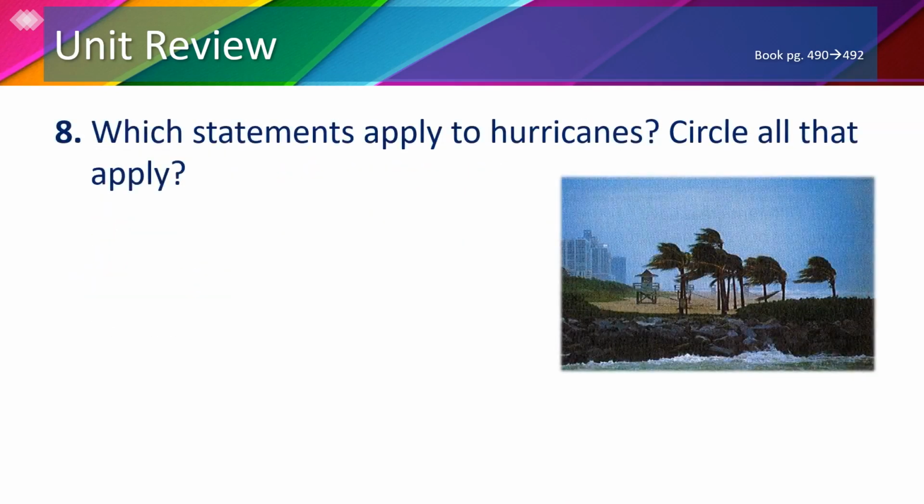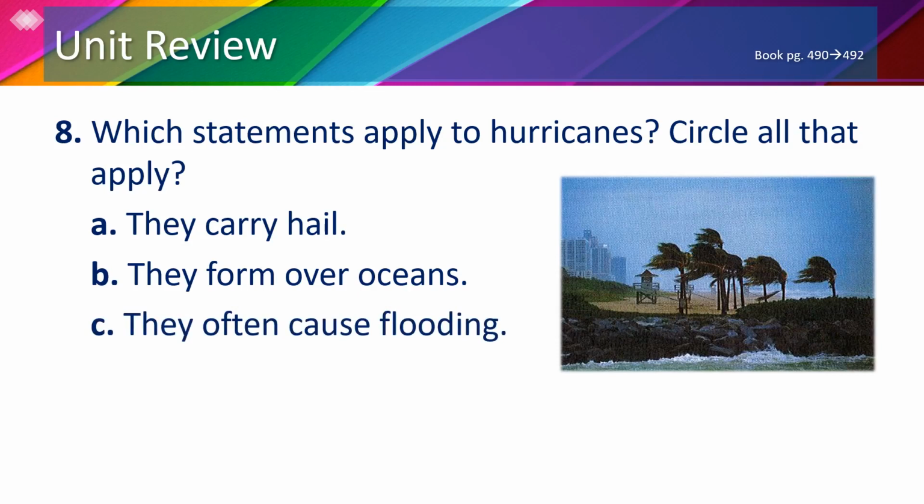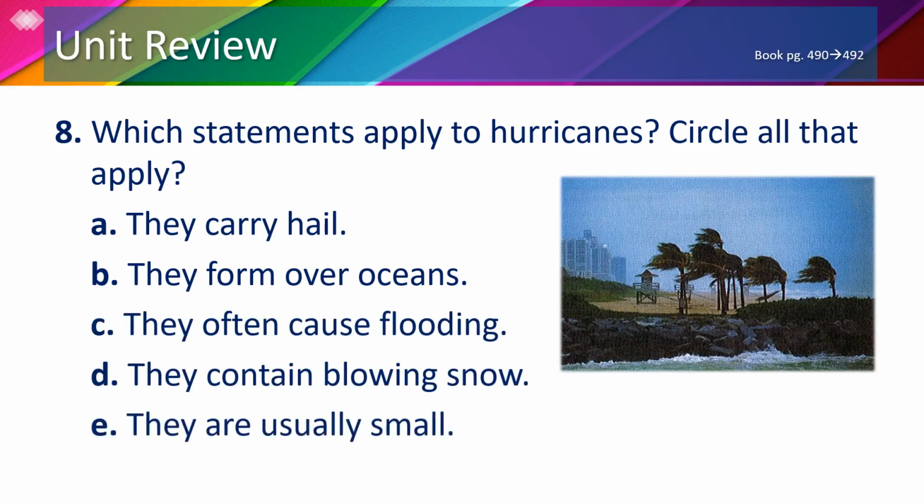In number 8, which statements apply to hurricanes? Circle all that apply. Is it A, they carry hail, B, they form over oceans, C, they often cause flooding, D, they contain blowing snow, or E, they are usually small? Hurricanes form over oceans and they cause flooding because they carry heavy rains. So the answers are B and C.